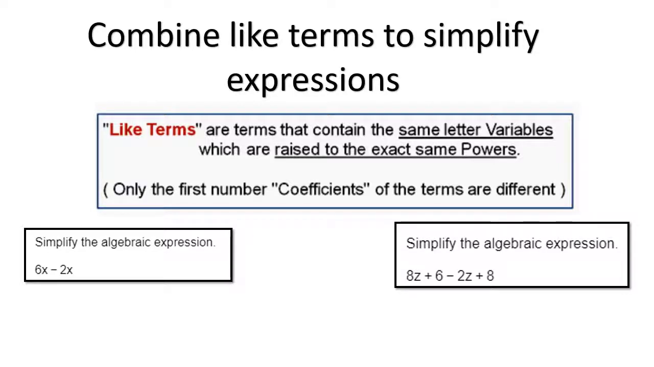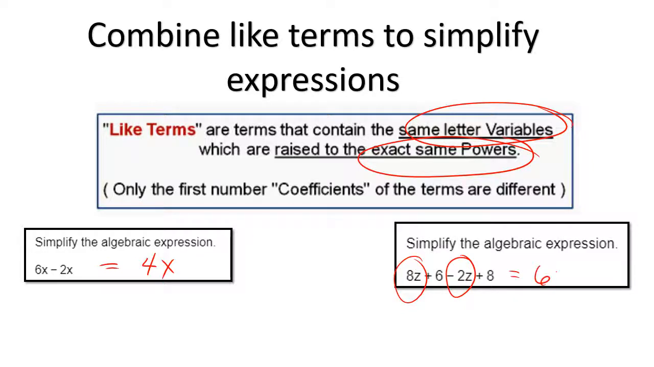Now, when it comes to expressions, you need to remember that you can combine like terms in expressions. Like terms have the same letter and have the same exponent. For instance, 6x minus 2x equals 4x. We combine the coefficients and bring over the x. In the second example, 8z minus 2z is equal to 6z. And then the 8 and the 6 would be added together to be 14. Do not add the 6 and the 14 because the 6 has the z and 14 does not.